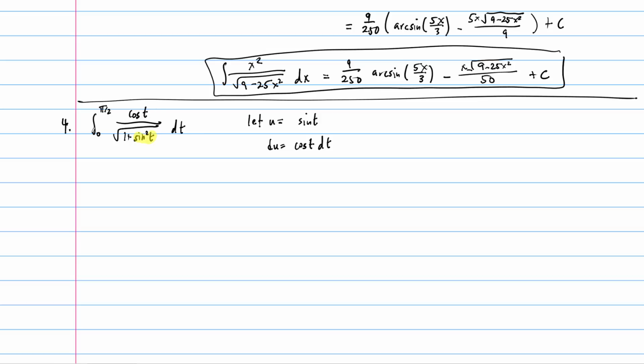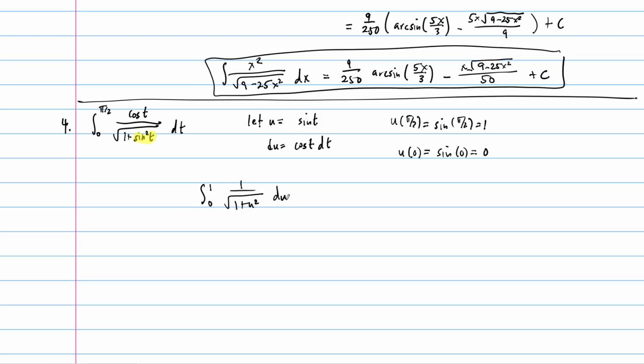We need to change these boundaries, though, right? So when t is pi over 2, then u of pi over 2 is equal to sine of pi over 2. So that's 1. And when t is 0, then u is equal to sine of 0, which is 0. So this whole integral now becomes the integral from 0 to 1 of 1 over the square root of 1 plus u squared du.